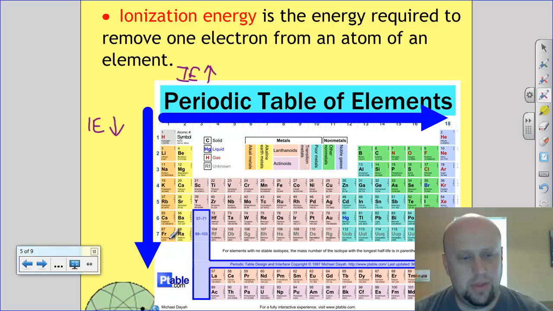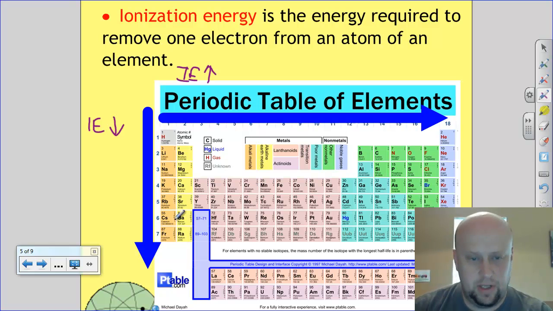And then as you go down the table, it becomes easier to pull the electrons away because they're further away from the nucleus. Okay, if you're 7 steps away, then it's much easier to break free of the nucleus than if you're only 1 step away. Okay, so pretty straightforward there.